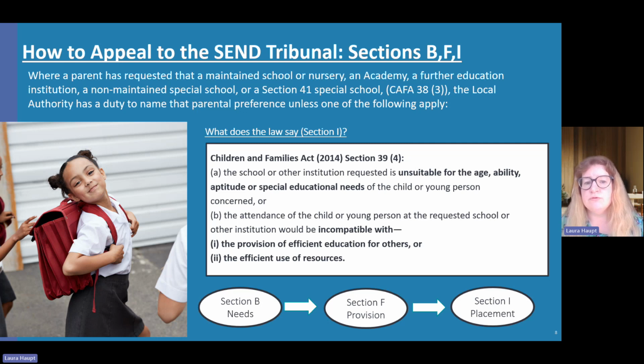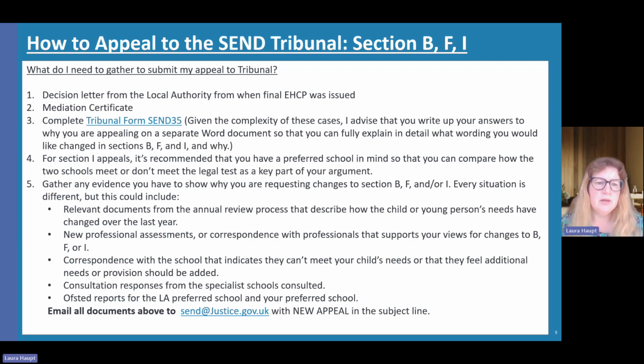However, if that independent school, for instance, is the only school that actually can meet your child's needs, then they are required to name that school on the EHCP. They just have to go through a process to show that they've consulted with other schools and no other school can meet your child's needs. Only this school that's independent can meet your child's needs. So that's a little bit about the legal rights around Section B, F, and I, and how those parts of the EHCP are laid out and specified according to the law.